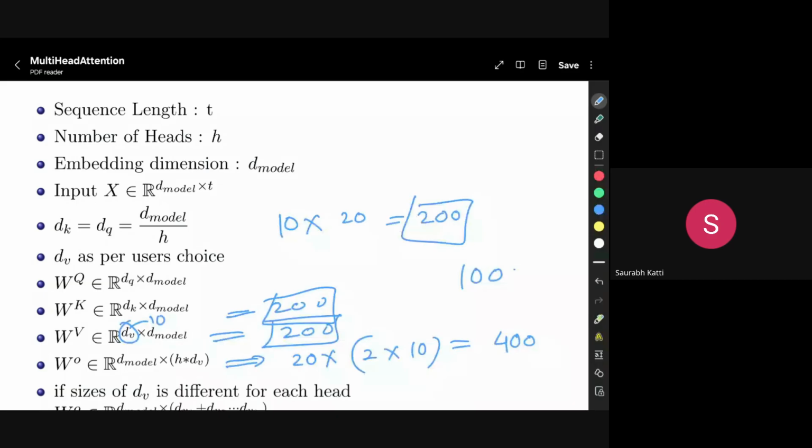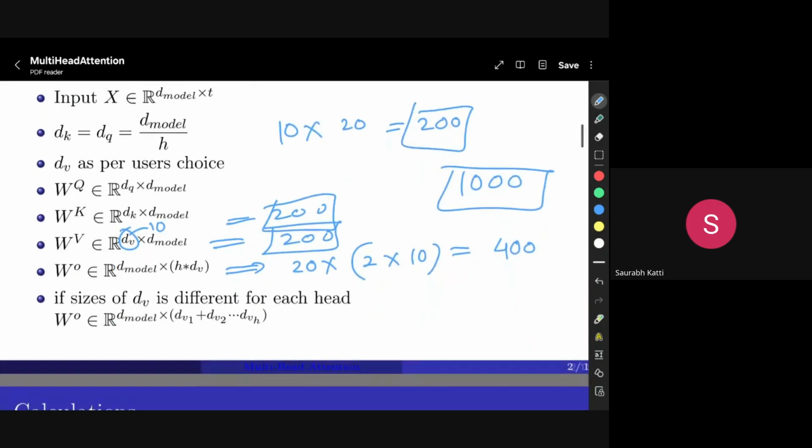Now, they didn't mention WO, but WO is generally, let's say, 20 into the number of heads, 2, and we take DV in this case, right? So DV is 10 only. So you can take 20 only. So this is going to be 400, right? So all of these are there in multi-head attention. So the summation is coming out to be 1000. So this is for multi-head attention 1.